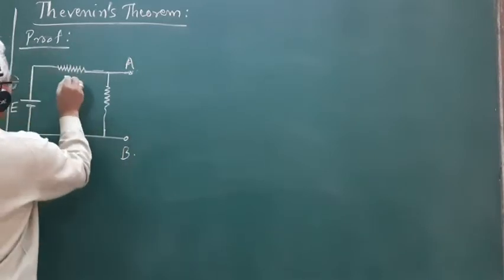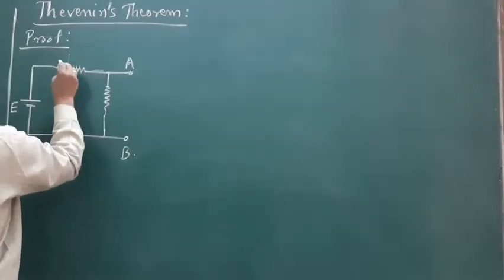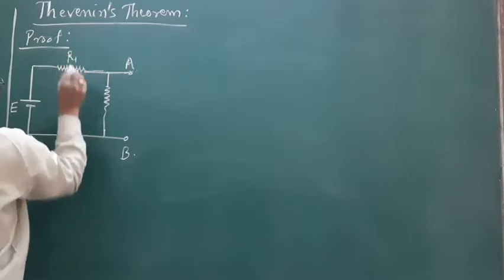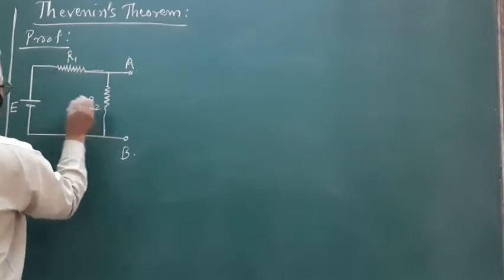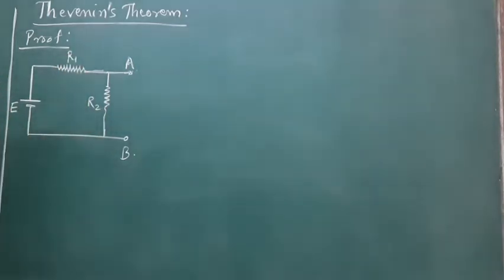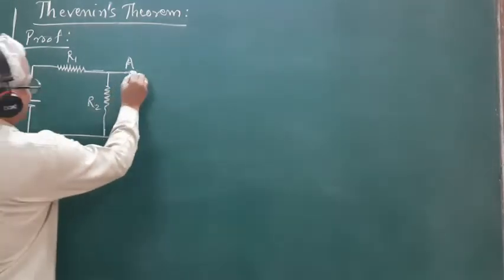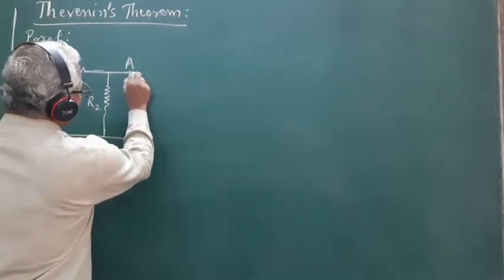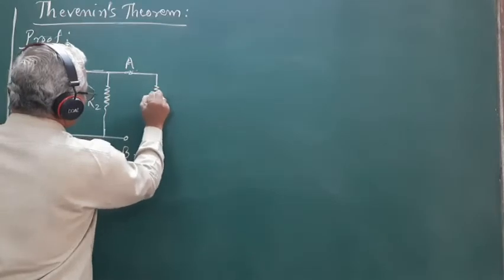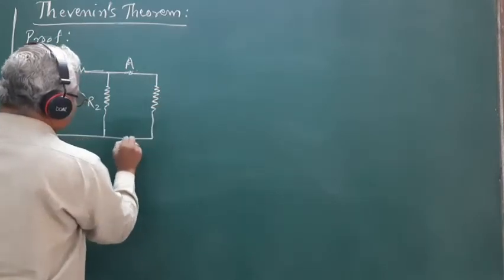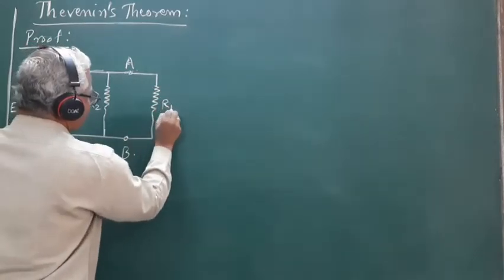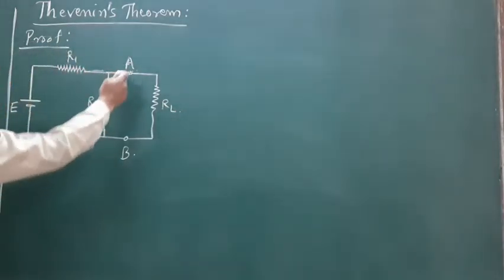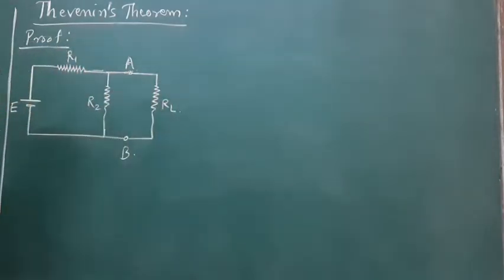So this is the resistance R1, this is the resistance R2, and the source of EMF E. And across the terminals A and B, a load resistance RL is connected. So this is the given complicated network.